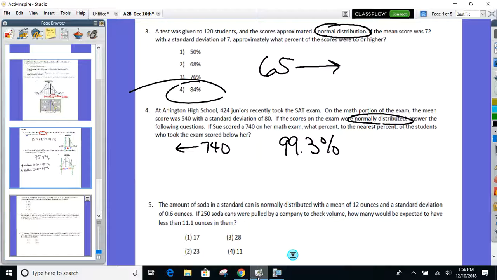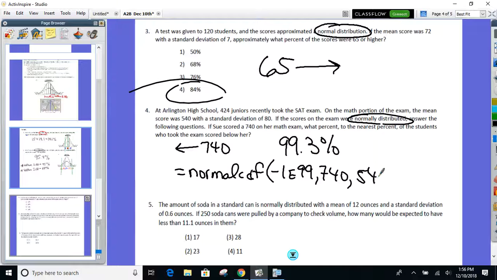Normal CDF, and show me what you're plugging in. So normal CDF, and then show me the correct order, what you're plugging in. So negative 1E99, 740, 540, comma 80. That's all you need for work. It's beautiful. On the Regents as well? Yes. That's what we're expecting.